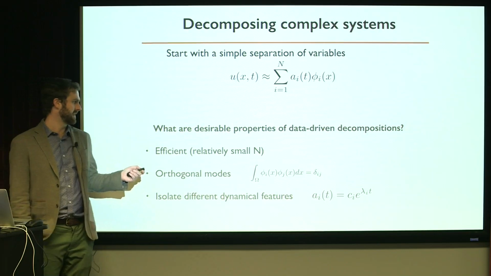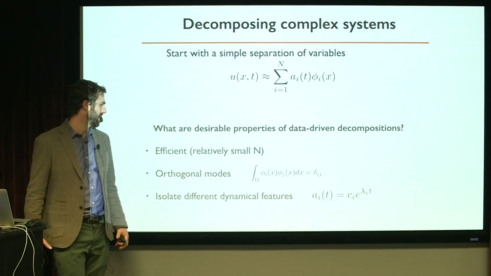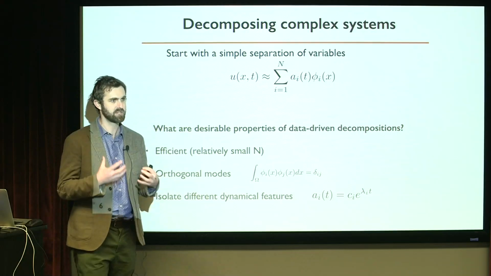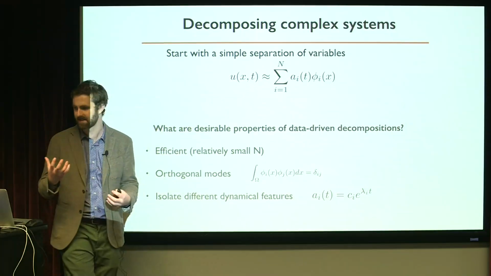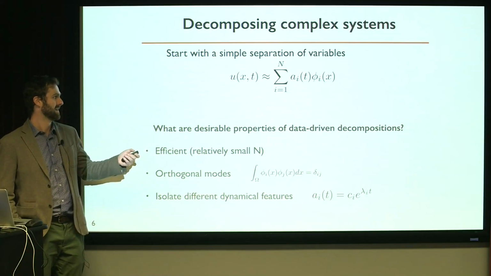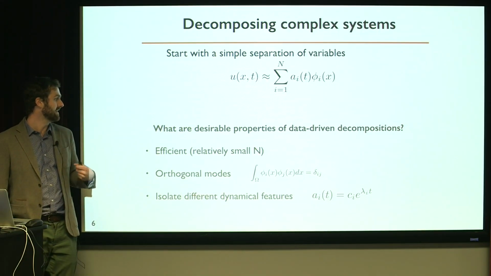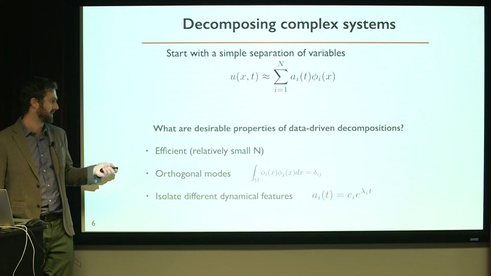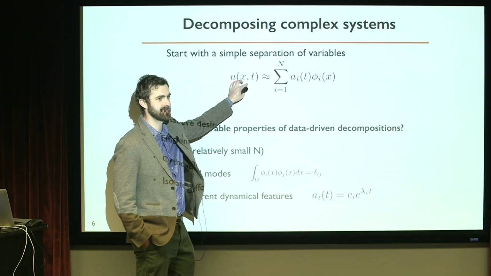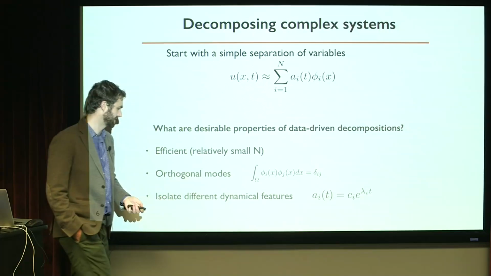But let's focus to start with just on data-driven decompositions. Given a set of data, there are a number of criteria that we might use to drive how we wish to decompose our data or decompose our system. Again, we have an infinite choice of possible basis functions for our system. But ideally, we might like a decomposition that's efficient. That is, we can closely approximate our true system, or at least the data that we generate from that system, using a relatively small number of modes.